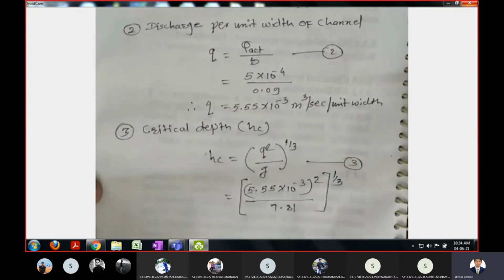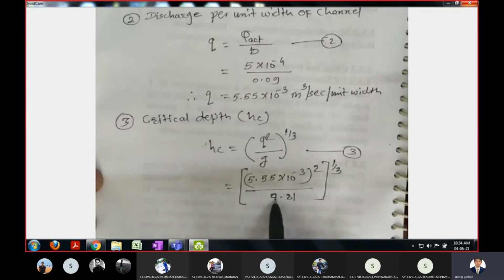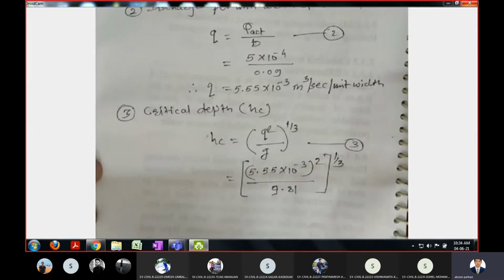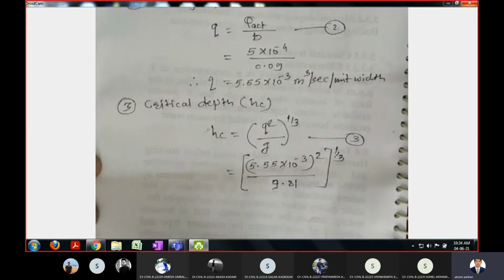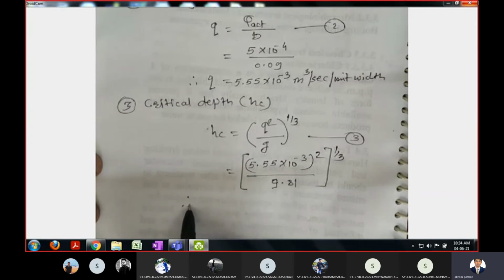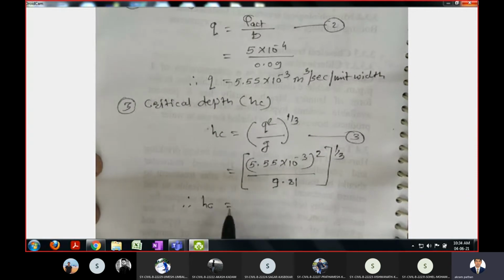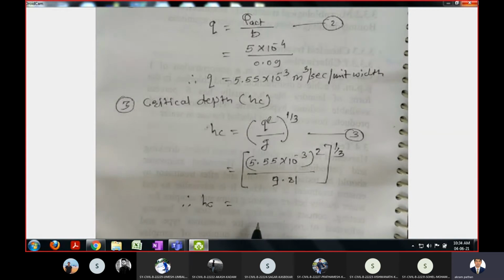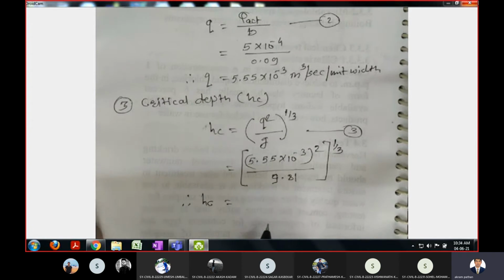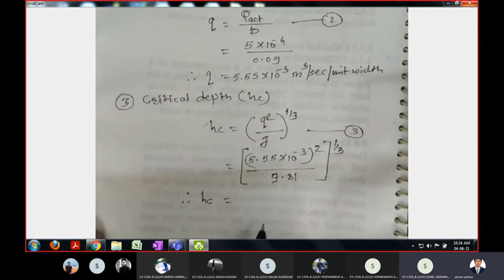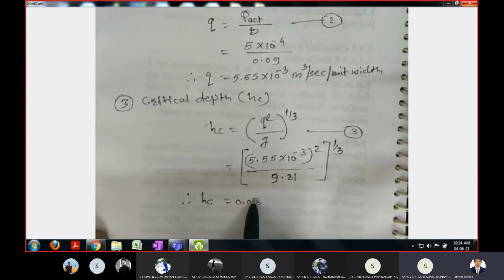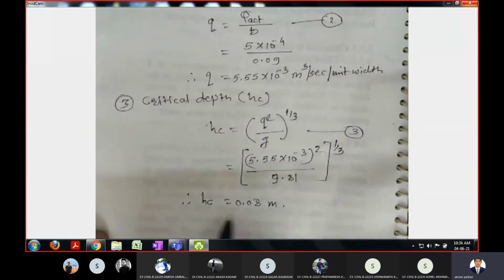Now calculate here the critical depth. Therefore, critical depth is, how much is the critical depth? 0.08 meter. So this is the critical depth.